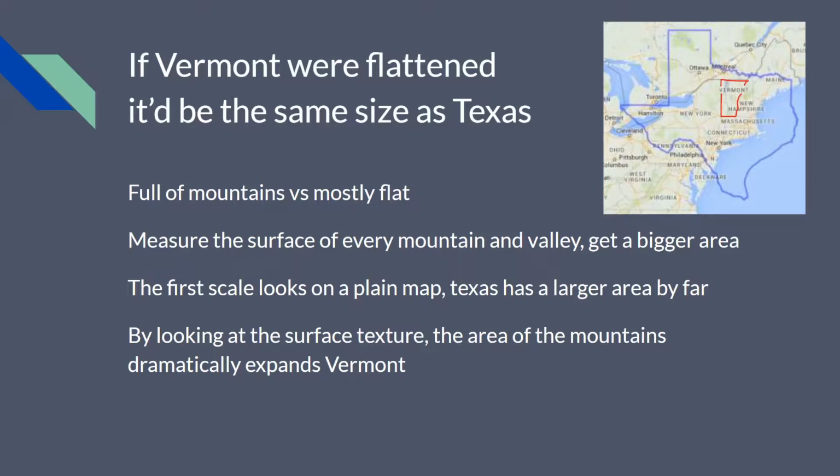The premise is simple. Vermont is filled with mountains and valleys, while Texas is mostly flat. If each one of Vermont's mountains were flattened and squished out, its area would increase dramatically, almost in theory to that of Texas. This brings light to how measuring at a smaller scale can dramatically increase the relative area of an object.